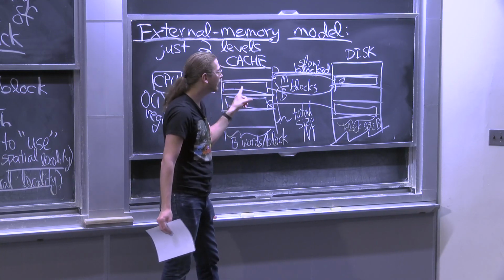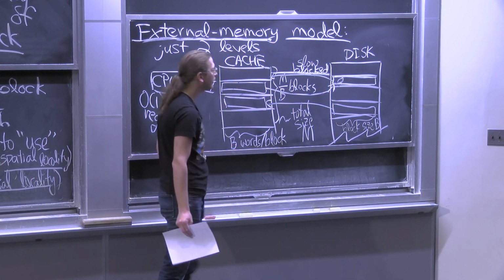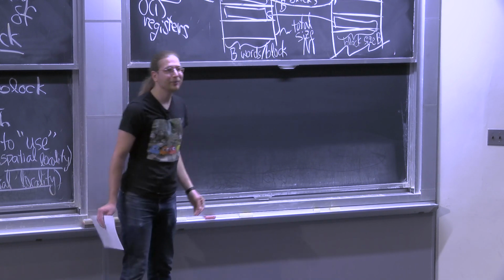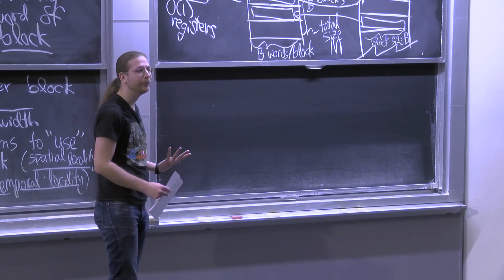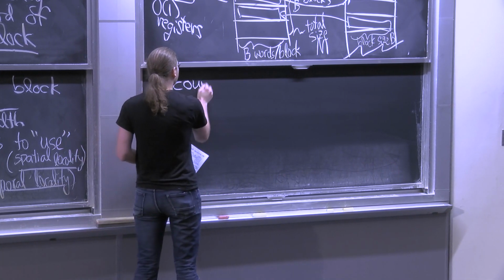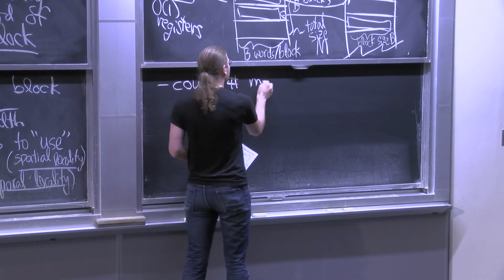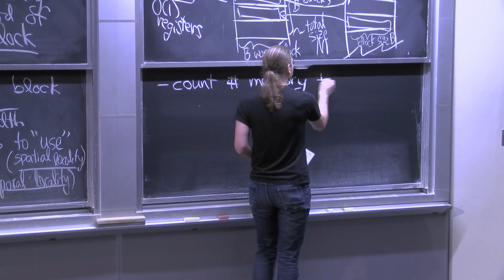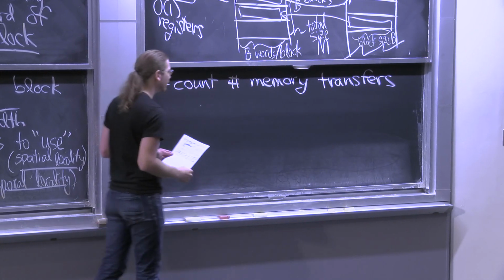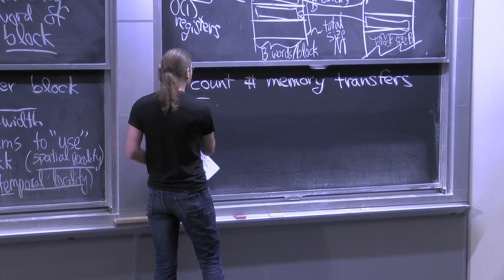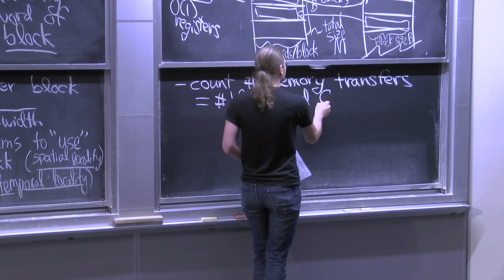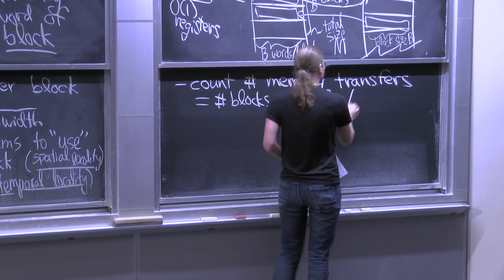and how much does it cost to write a block? How many times do I write a block? I'm not going to worry about how much physical time it takes me to do either of those things. I'm just going to count them and assume that that is what I need to minimize. So I'm going to count. We call these memory transfers, transfers of blocks between levels, between these two levels. So this is the number of blocks read from or written to disk.